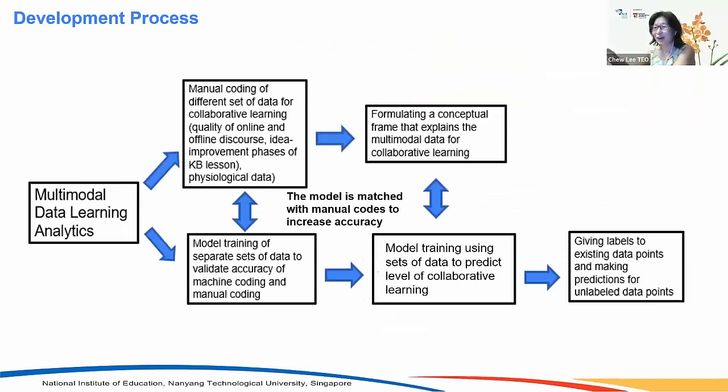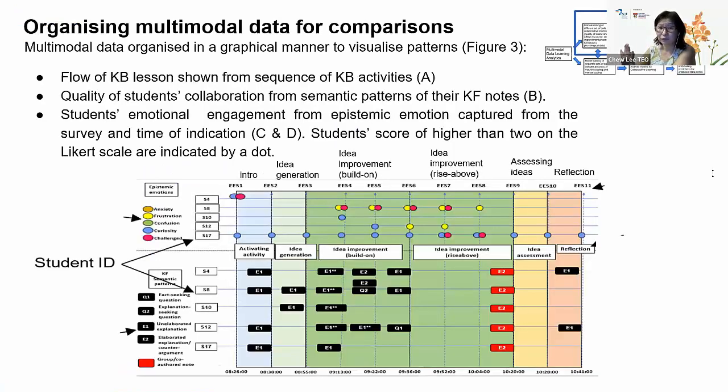Okay, so we have this. I'm going to talk very briefly about how we do the manual coding and then part of the model training. At this stage of our work, the hardest part was to look at the fusion of different sets of data, multimodal data that is collected in the project. So in terms of manual coding, just a very brief overview.